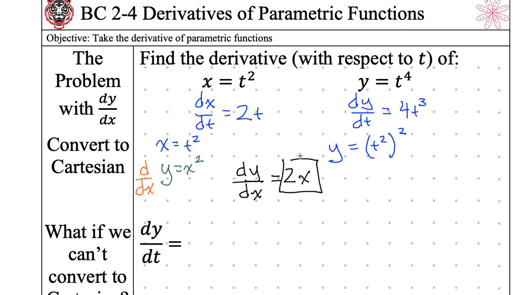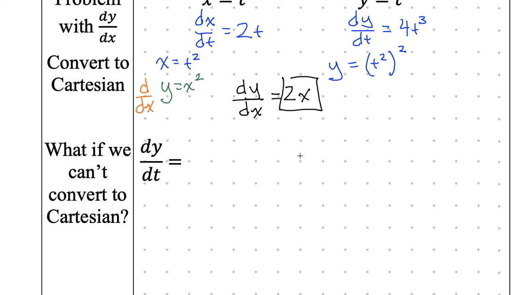Okay, so the problem is, what if it's really, really hard to convert this x equals t squared and y equals t to the power 4 into y equals x squared, to convert it into Cartesian form? We need a different system that will work over and over again. And I'll give you guys kind of a reveal. It's really easy. There's a cool little shortcut that we can use, and I'll show you how it works.